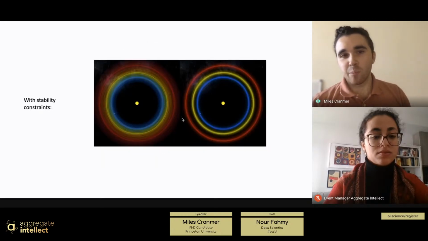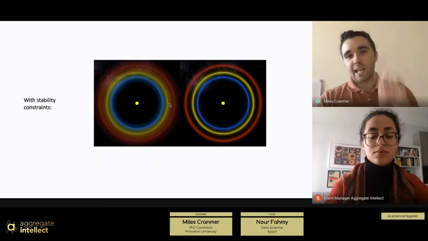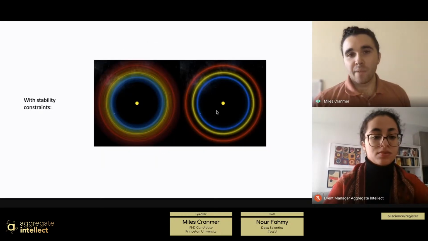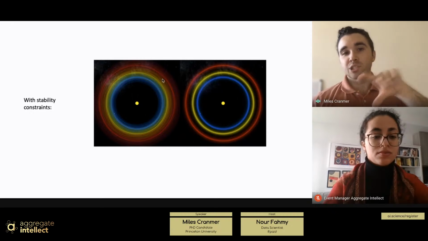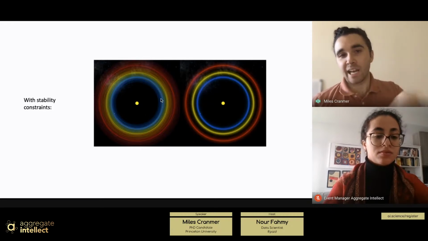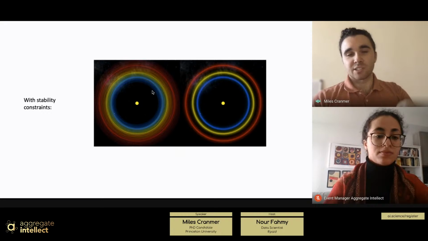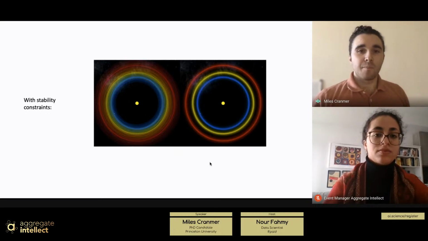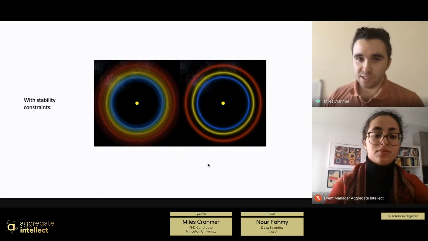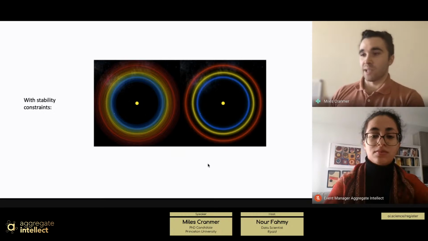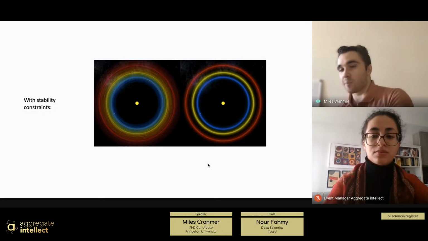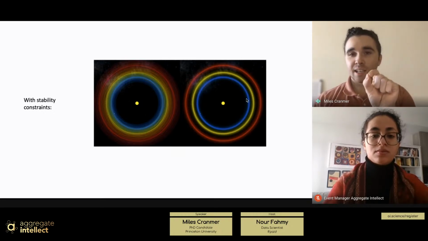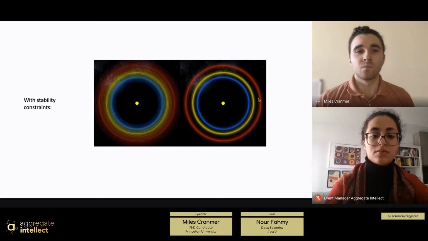So this is an example. If you have this blue, yellow, and red planet, and this is your observed error bars, they could be anywhere in these regions, any of these circles, with stability constraints. So we know if it's going to be unstable, if it's in this setup or not, and you can really nail down where the planets are.